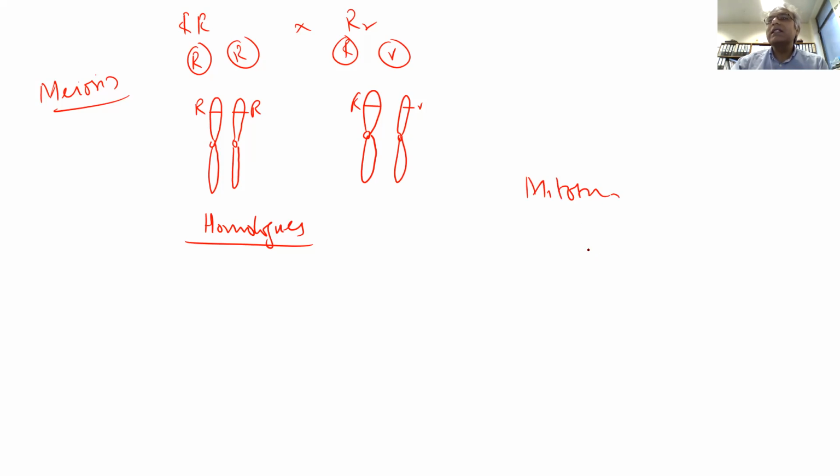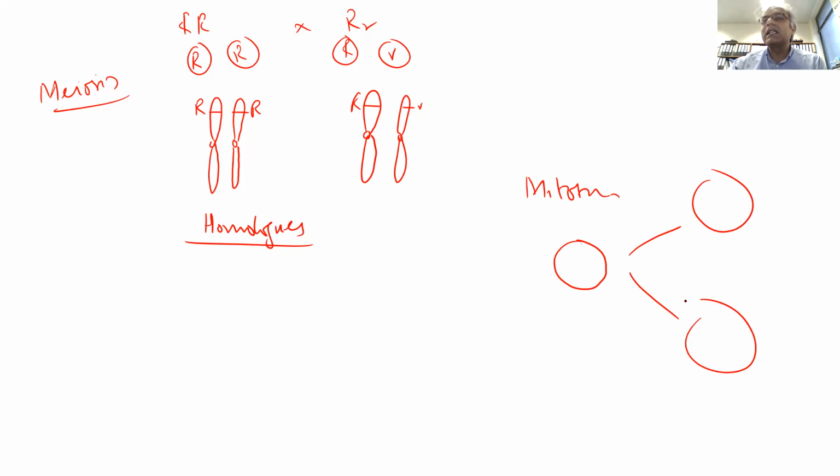In mitosis, a parent gave rise to two daughter cells. If mitosis is happening, it will be RR, identical chromosomes. So if we have 46 chromosomes, it will be 46, 46. And this is the 2N number, the diploid number. We already talked about this in the mitosis lecture and the DNA replication lecture as well.